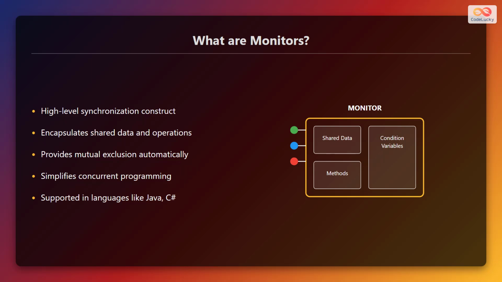Monitors automatically provide mutual exclusion, meaning only one thread can be active inside the monitor at a time. This feature simplifies concurrent programming by ensuring that shared data is accessed in a controlled manner. Monitors are supported in several programming languages, including Java and C#, making them a versatile tool for developing concurrent applications.